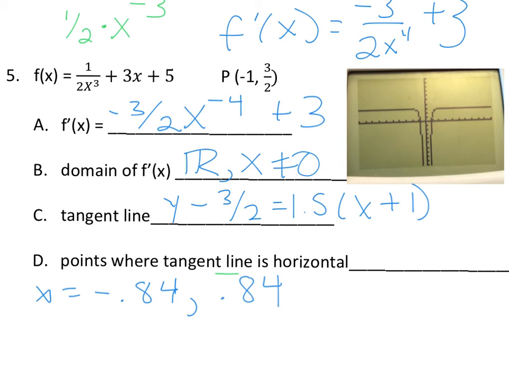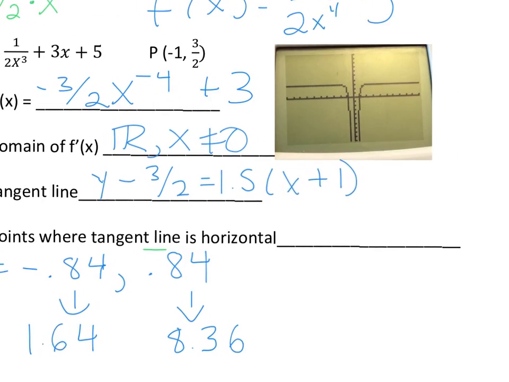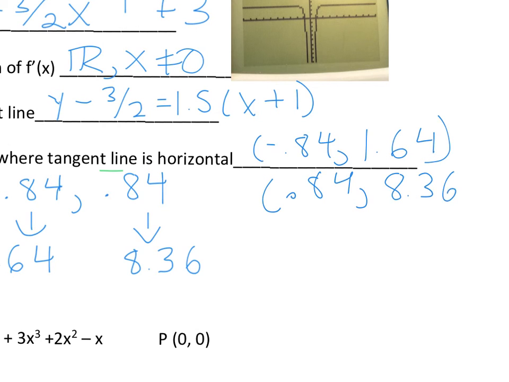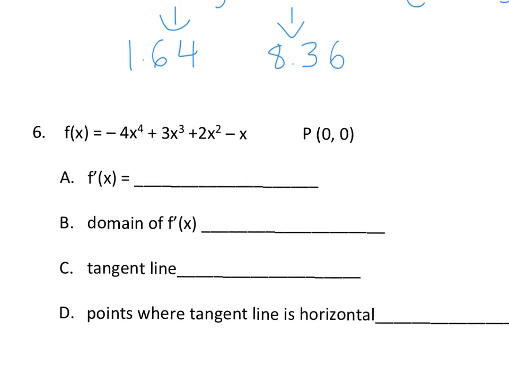Okay, so I went on my calculator, I typed this original equation in y1, I set my table, I went to second window to the table set and made my independent variable ask, and when I did that, I entered -0.84 and got 1.64, I'm rounding that to 2 decimal places, and for positive 0.84, I got 8.36. So my 2 points where the tangent line is horizontal are -0.84, 1.64, and positive 0.84, 8.36.